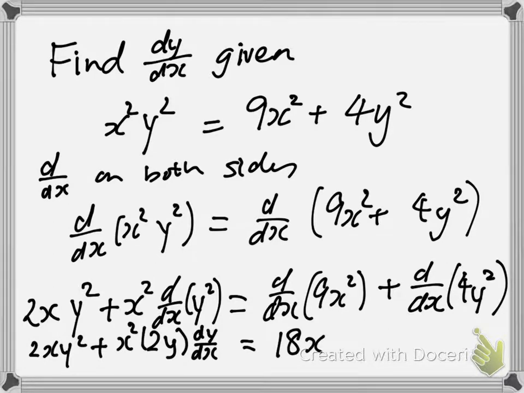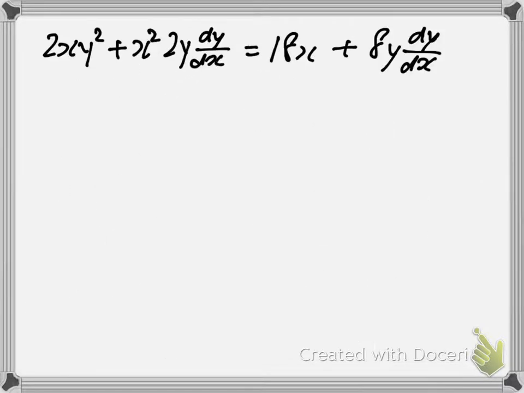Now this one is sort of similar to that. The derivative of 4y squared is not just 8y, but you must multiply by dy/dx. So I have this term here. Now all I need to do is solve for dy/dx. How do you solve for dy/dx?